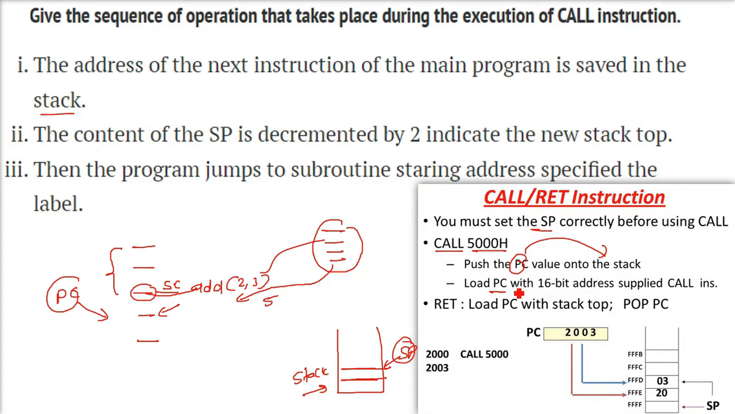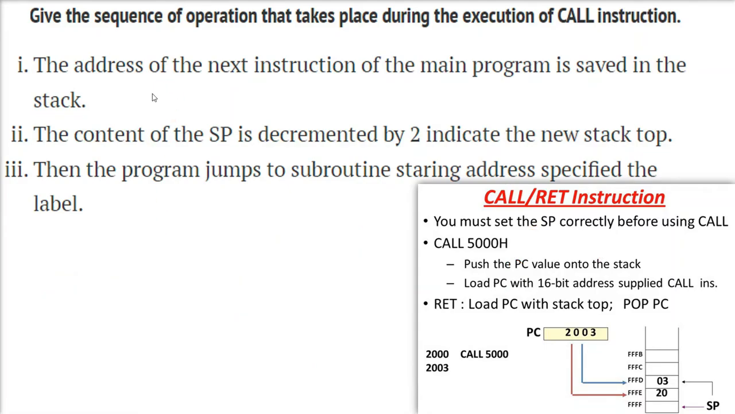Then we have to load the program counter with the 16-bit address supplied with the CALL instruction, CALL 500H. We load this with the 16-bit address, because the program counter always points to the next instruction to be executed. Now we are going to the subroutine, so it will point to the subroutine next. And when the return is called, we will take the content from the stack and put it in the program counter, that is, pop PC. This will be done.